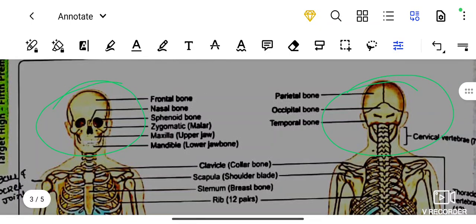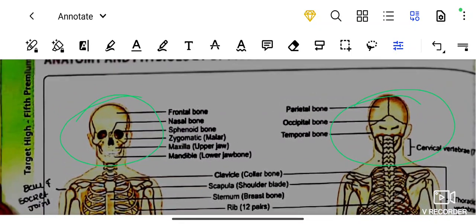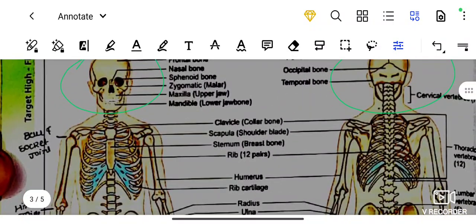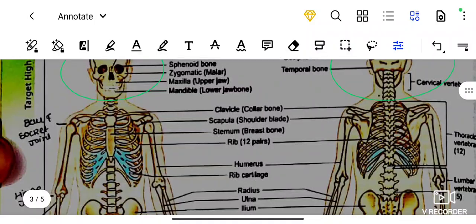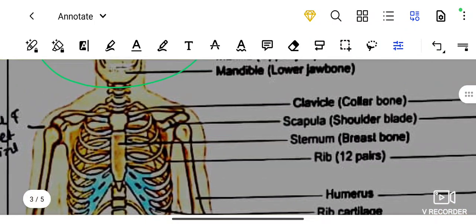The next is the back view. The skull has a parietal bone, occipital bone, temporal bone, and the next is the clavicle bone, which you can call the collar bone. Here the clavicle bone, the collar bone, is there.